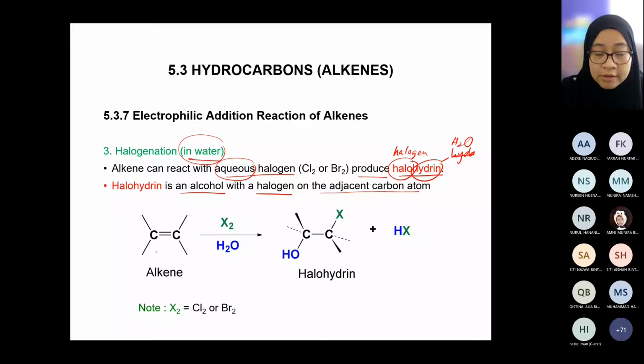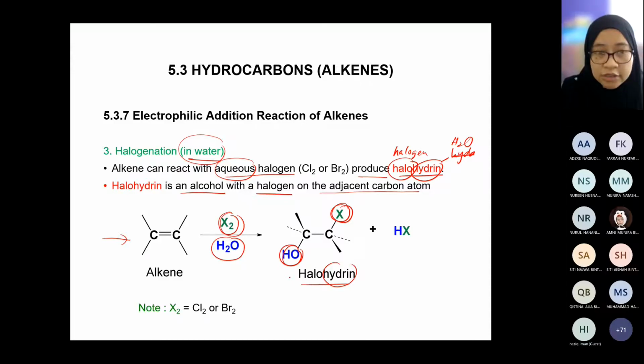Okay, alright. So consider this example. We have alkene, this is the halogen, and we have water as the solvent. So water will take part in this reaction. Water will supply the OH group, and the halogen will supply the X, the halogen itself. So this is the product produced, and this is known as halohydrin. Halo because of the presence of halogen, hydrin because of the presence of the hydroxyl group.